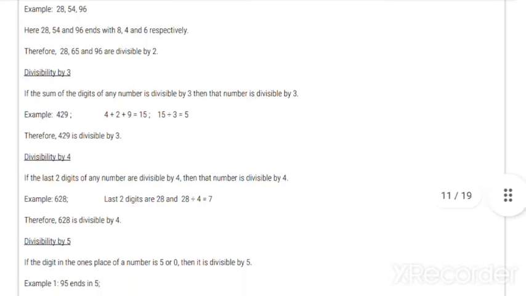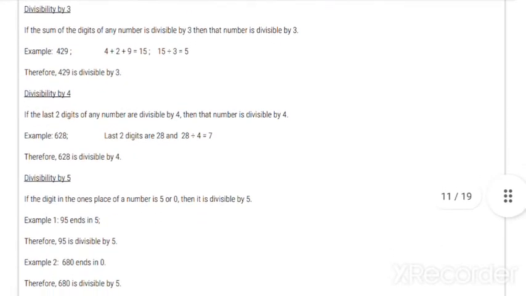Next children, divisibility by 4. If the number formed by the last two digits of any number is divisible by 4, then that number is also divisible by 4. Like suppose 628, the last two digits are 2 and 8, and the number formed by the last two digits is 28, which is divisible by 4. So children, 628 is also divisible by 4.